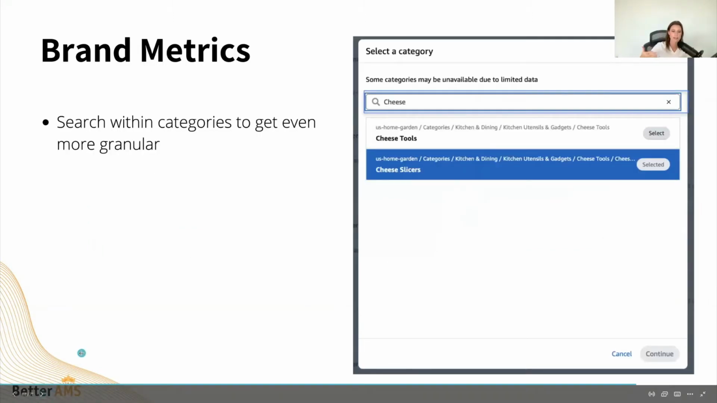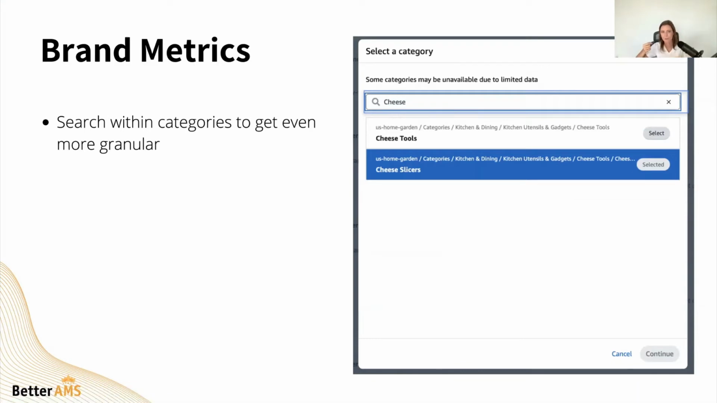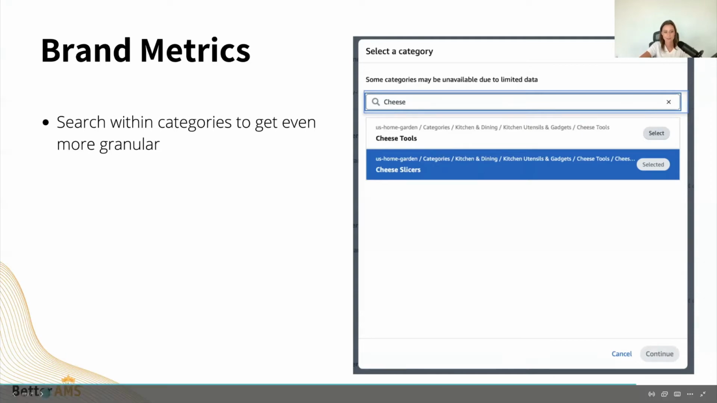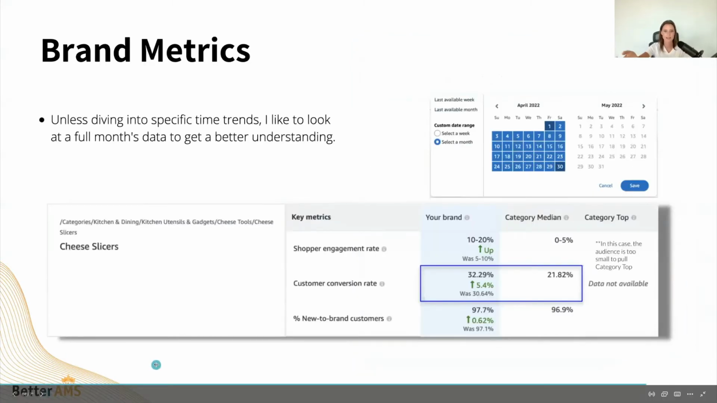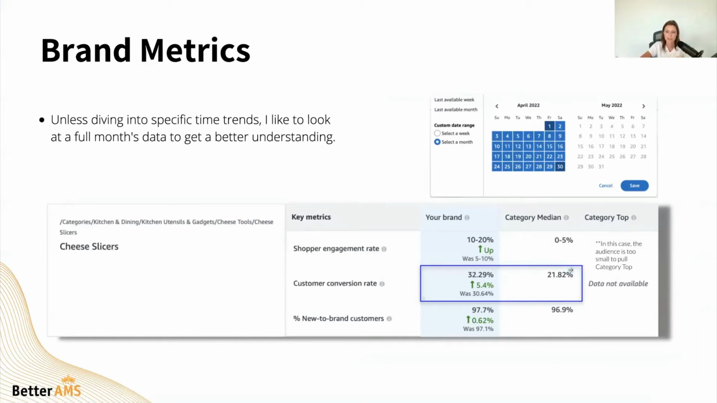A lot of people don't realize you can get pretty granular with your searches. So I went into brand metrics, typed in cheese because I sell a cheese product. And I was like, oh, cheese slicers is a category. How weird. I dove into it and I can see directly here that my brand is converting a lot better than category average. So that's a good indicator I should be spending money on ads and investing a lot in rank.